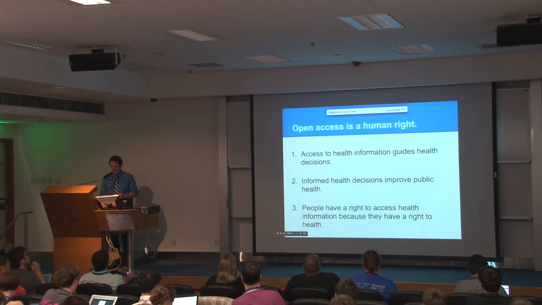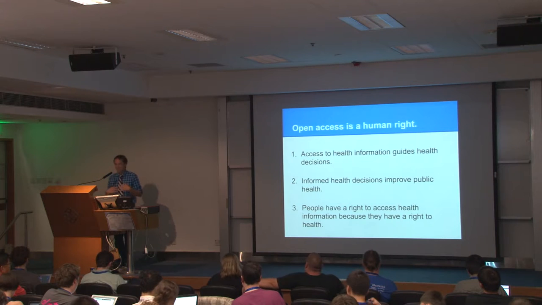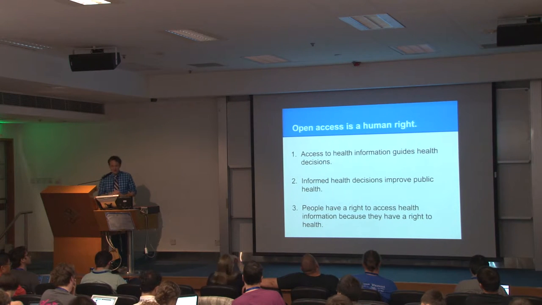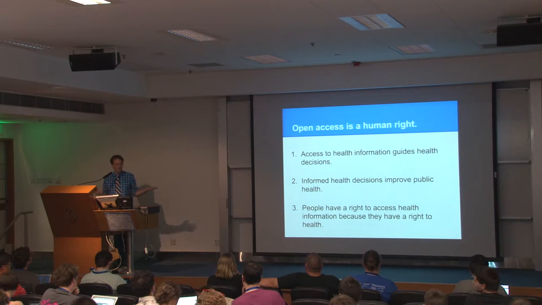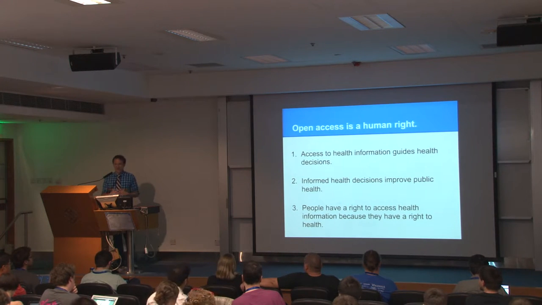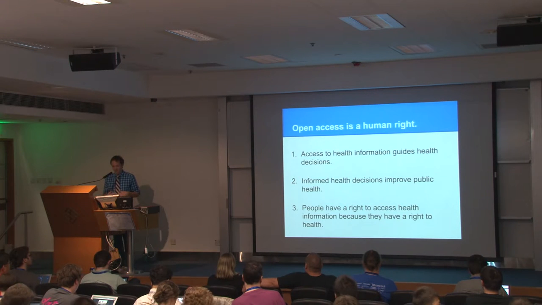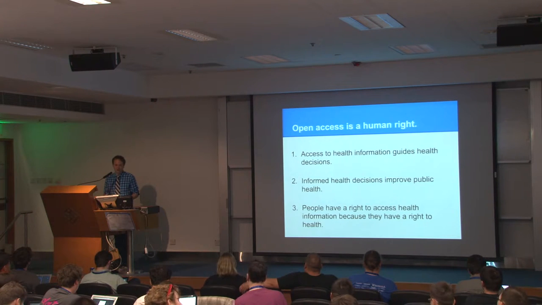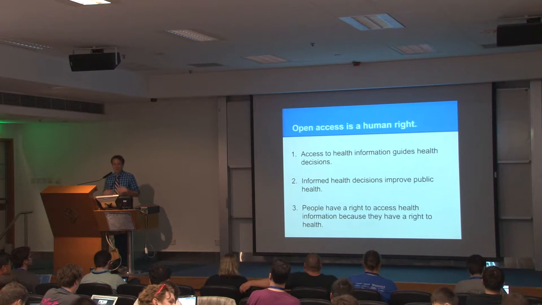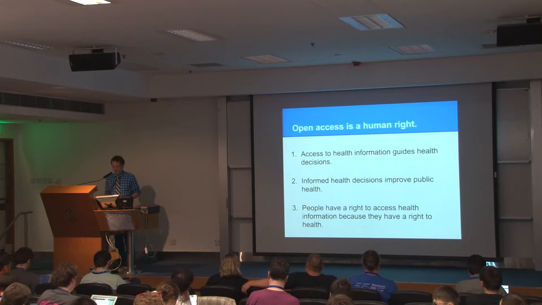Something else I believe is that when people have access to better health education, they'll make better health decisions, and thus their health will actually be better because they're making more informed decisions. It's a bit of a leap, but I'm also going to say that people have a right to have good health throughout their life, and because they have a right to good health, they have a right to the information that would let them make the decisions that would lead them to good health. So because of these things, I say that open access is a human right: people have a right to good health, open access leads to good health, so people have a right to open access.